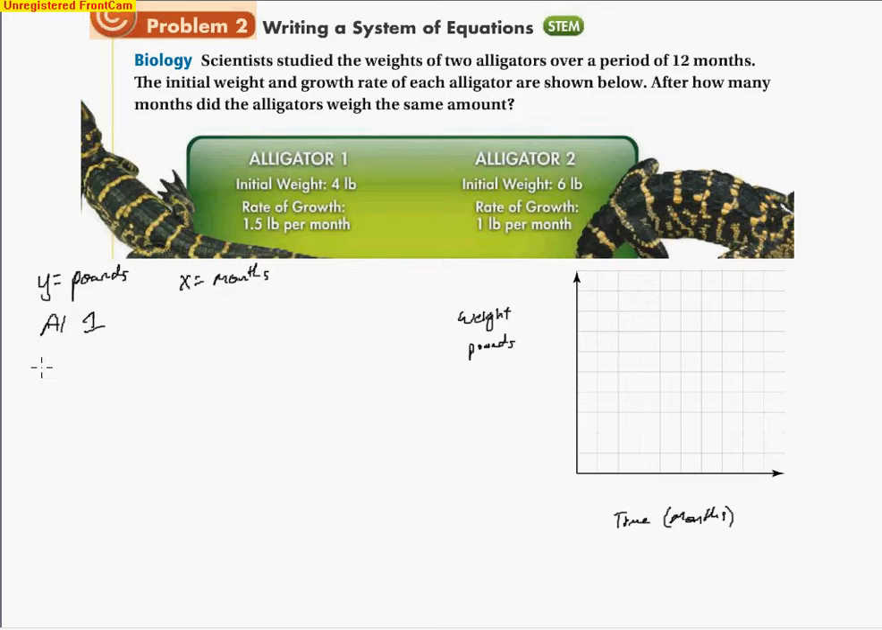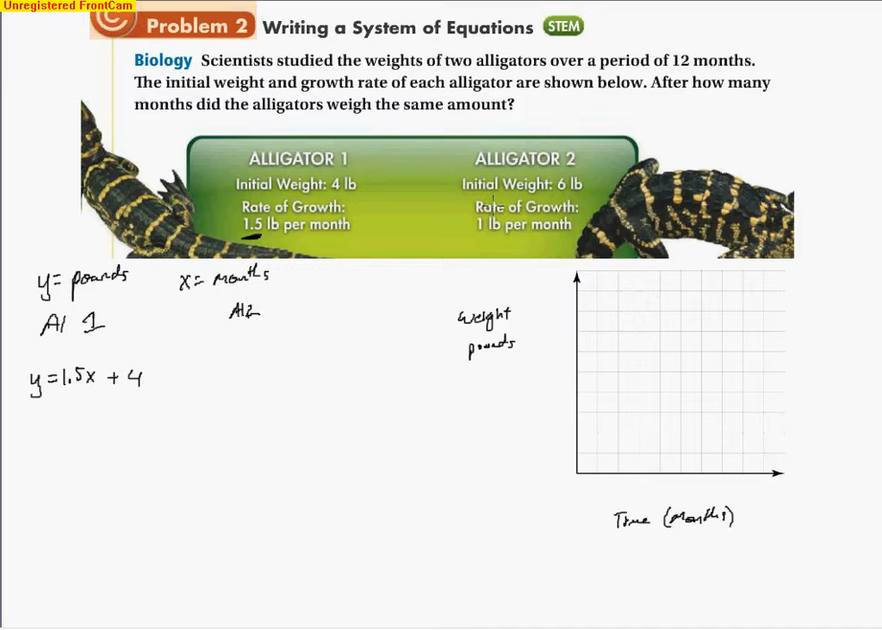And when I look at its equation, it's going to be y equals, so its output, its weight is, now its initial weight is 4 pounds. So we've got 4 pounds, and then we're adding on its rate at which it grows. So rate tells us our slope. It's going to be 1.5 pounds, so 1.5 times the number of months, because 1.5 pounds per month is how it's growing. That's its equation. Alligator 2, I'll call it Al2 there.